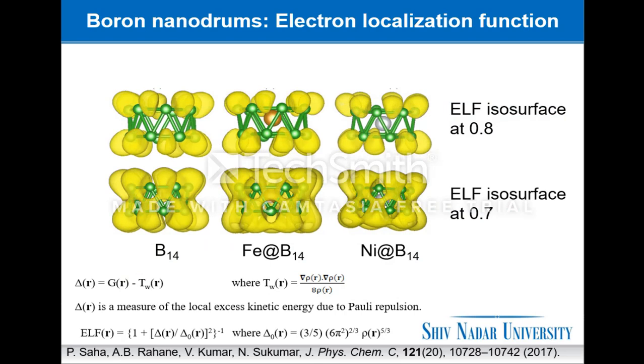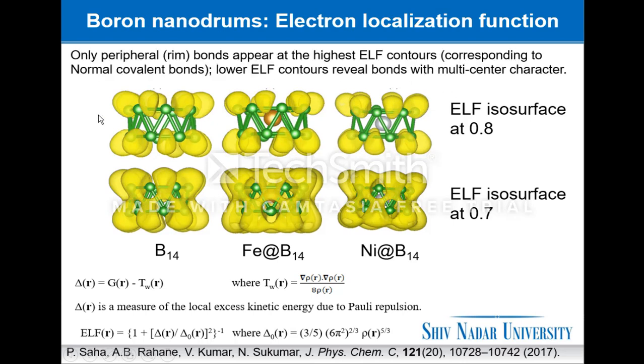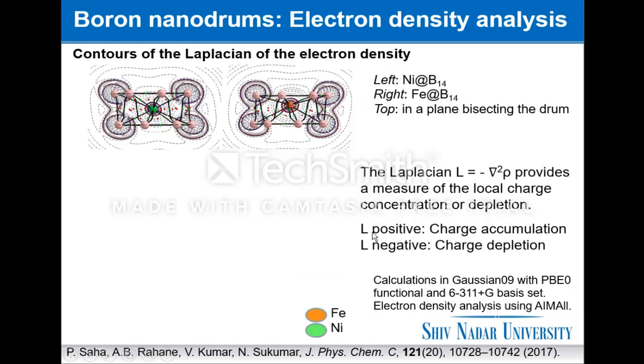Here we see the isosurfaces of the electron localization function for undoped and doped boron clusters, boron nanodrums. Only the peripheral bonds appear at the highest ELF contours, which correspond to normal covalent bonds. Lower ELF contours reveal bonds with multi-center character, and these are bonds connecting the two rims.